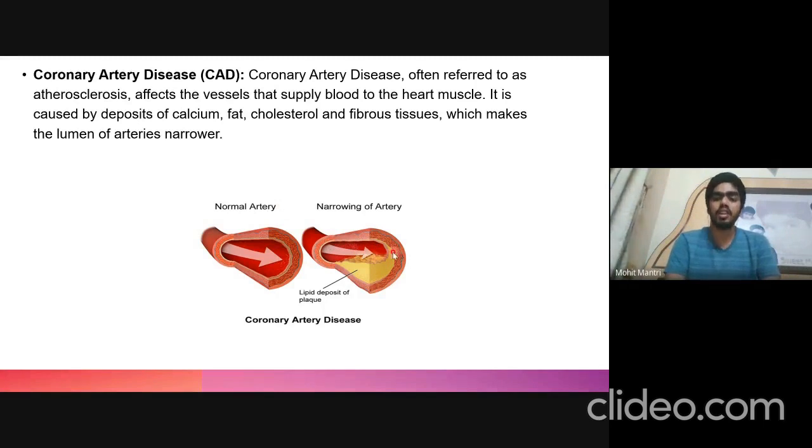So if the lumen size is decreased very much, then the blood will not be able to flow through these arteries. And another thing is, if the stiffness of these arteries is increasing, then the arteries will not remain elastic and therefore will not be able to conduct blood at very high pressure.